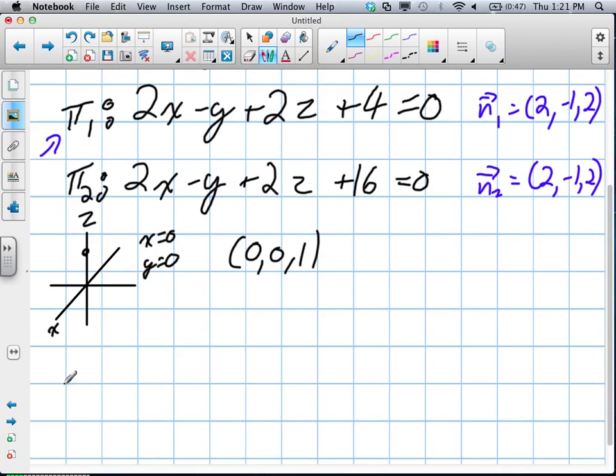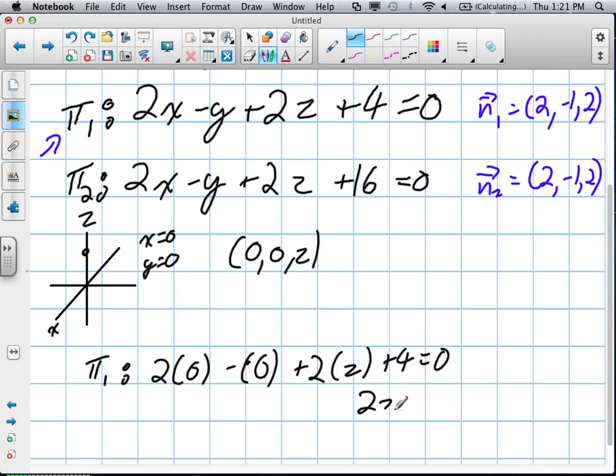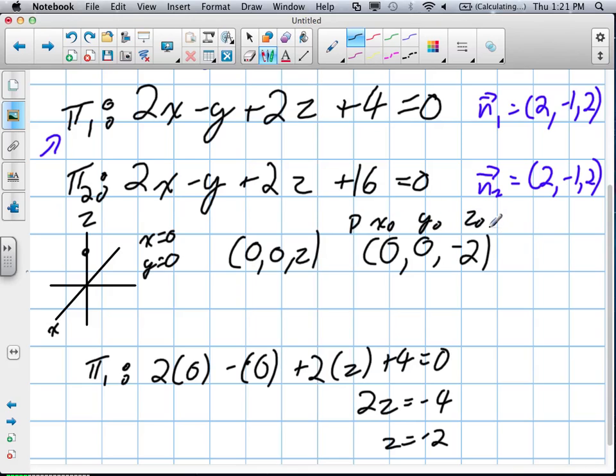So when we do that, we're going to take plane 1 and find a point along it. So our x value is 0, our y value is 0, and our z value is what we're looking for. So 2z plus 4 equals 0. Those cancel out. We're left with 2z is equal to -4. Z is equal to -2. So our point is at 0, 0, -2. So that is going to be the point for our equation. That will be our x naught, y naught, and z naught.